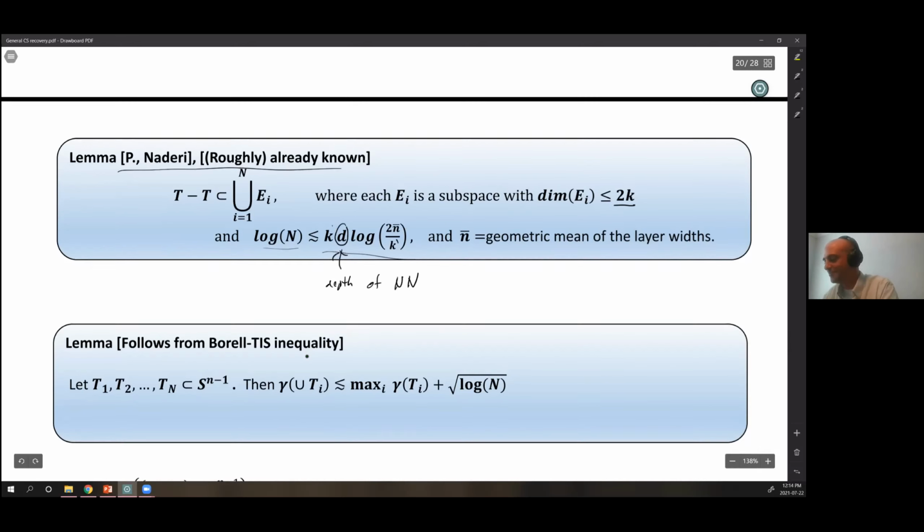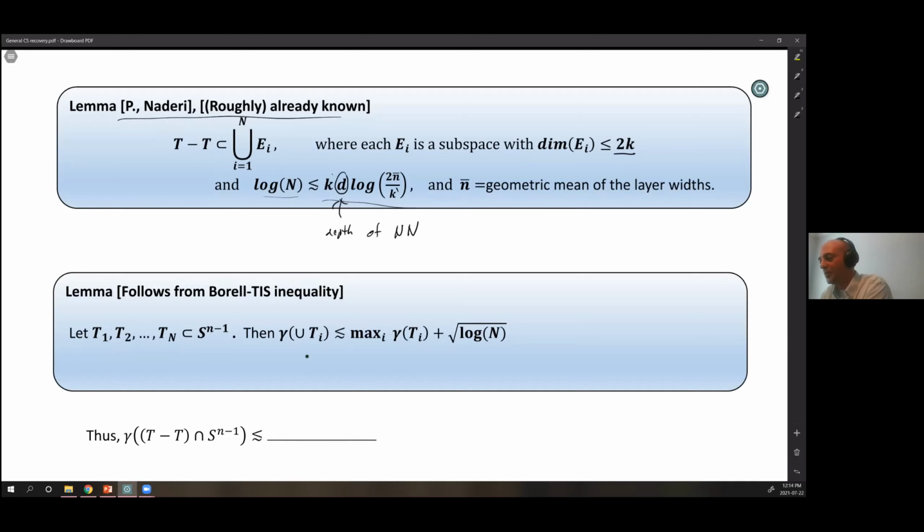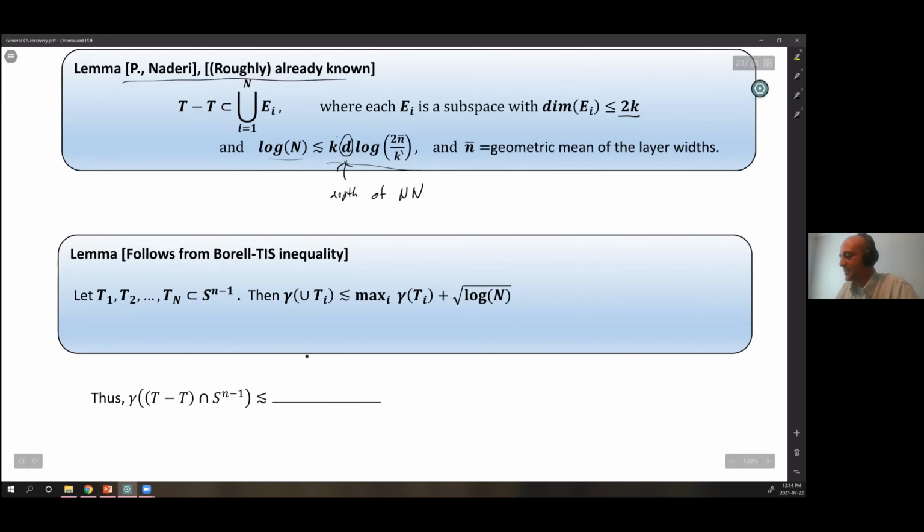Okay, so just to show that Gaussian complexity is easy to work with, if you know that your set belongs to a union of sets, then it's easy to bound the Gaussian complexity using this lemma. The Gaussian complexity of a union of sets is always less than the maximum of the Gaussian complexities of a particular set plus root log of the number of sets. Putting that together with this lemma above gives that the Gaussian complexity for a neural net, T minus T intersect the sphere, is less than, let's see, root 2K for the max of Gaussian complexity, because of the fact that they are subspaces, we just worked that out, plus log of N, that's square root of K D log of 2N bar over K. And then you can apply the theory off the shelf.